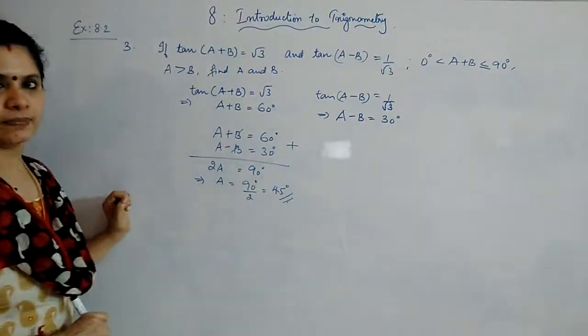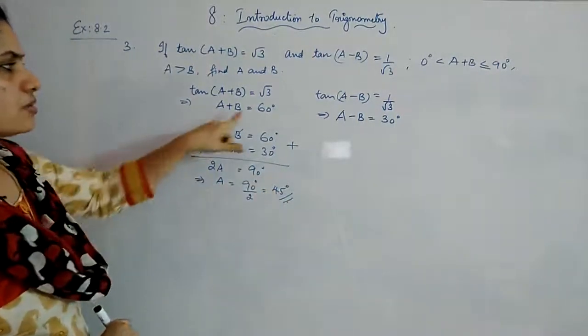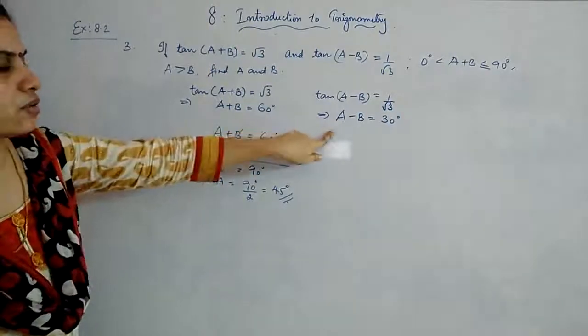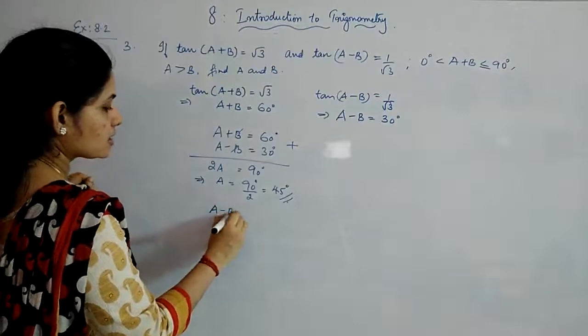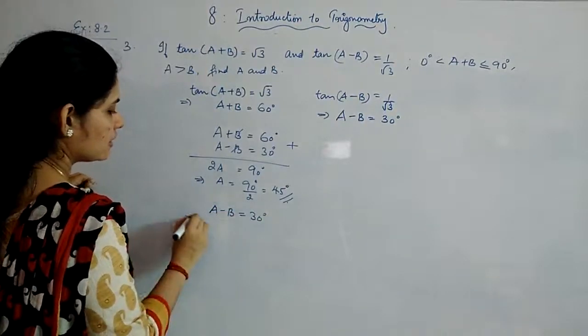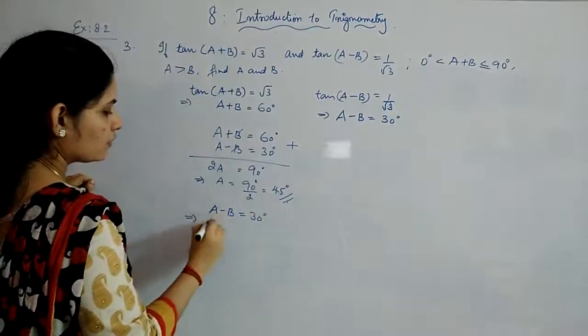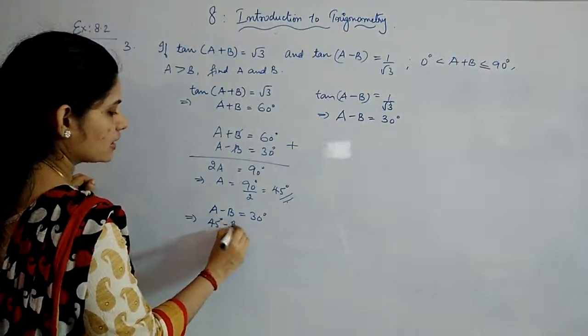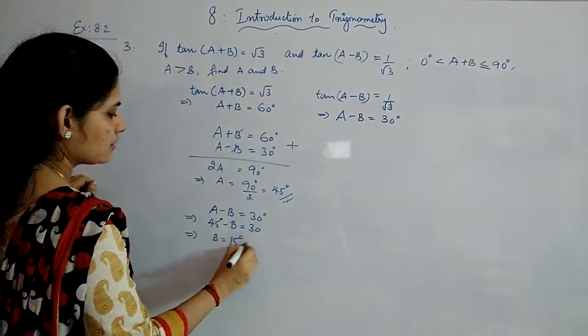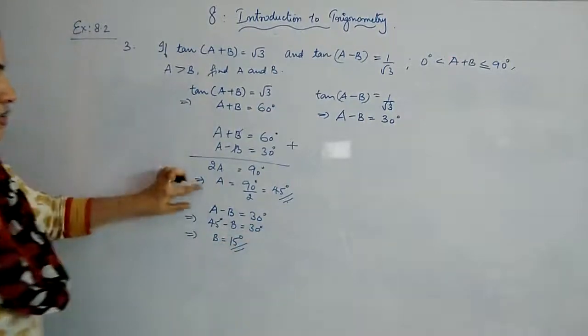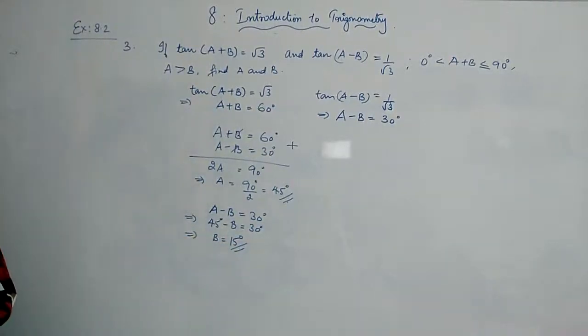So you got A. Now in order to find B, you can use any of the equations which is already known to you. If A minus B is 30, and you apply your value of A as 45, you will get B as 15, right? So you got A and B as 45 and 15 respectively.